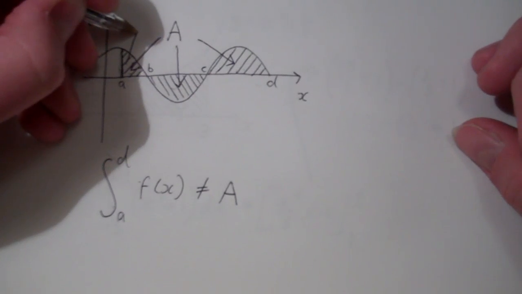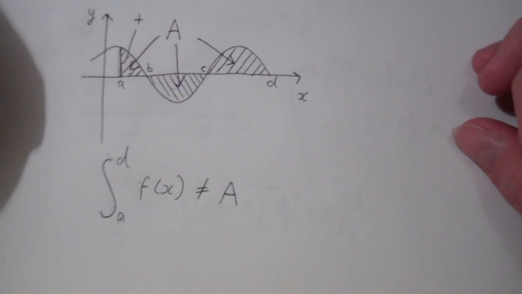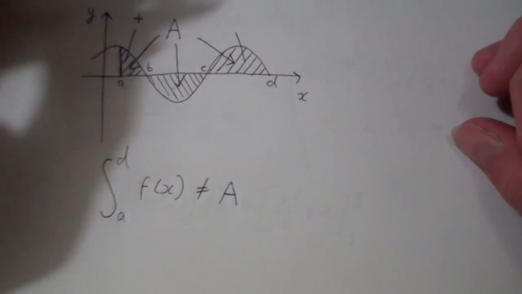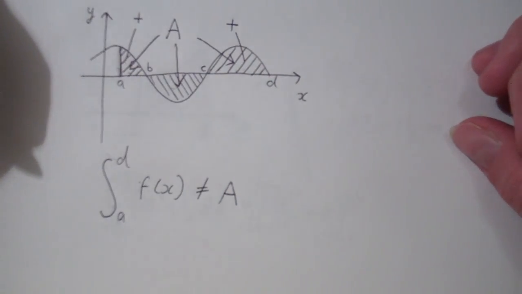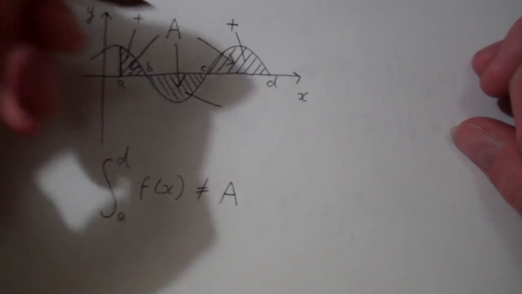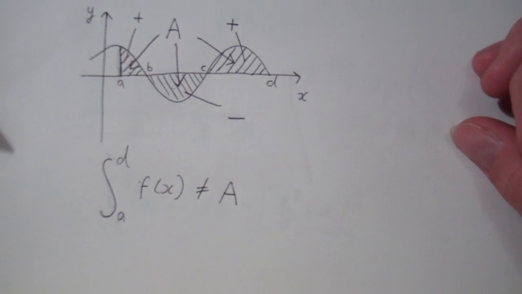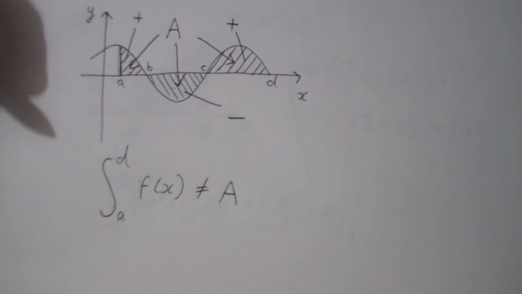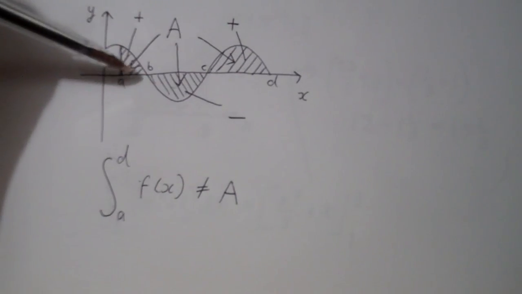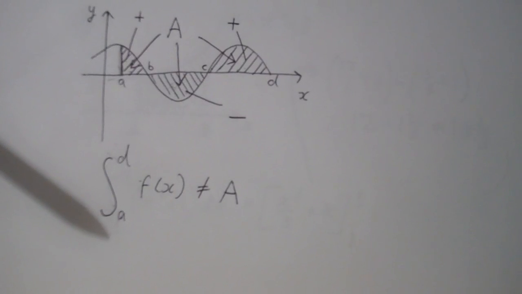This area here is above the x-axis, it's positive. This area here is above the x-axis, it's positive. This area here is below the x-axis, and when you do an integration it's negative. So these areas have signs attached to them. If you calculated these three areas, these two would add together, but this one would subtract itself, so it wouldn't give you the correct answer.